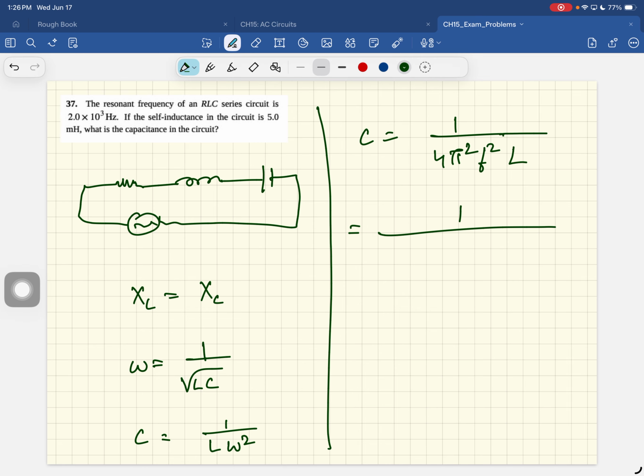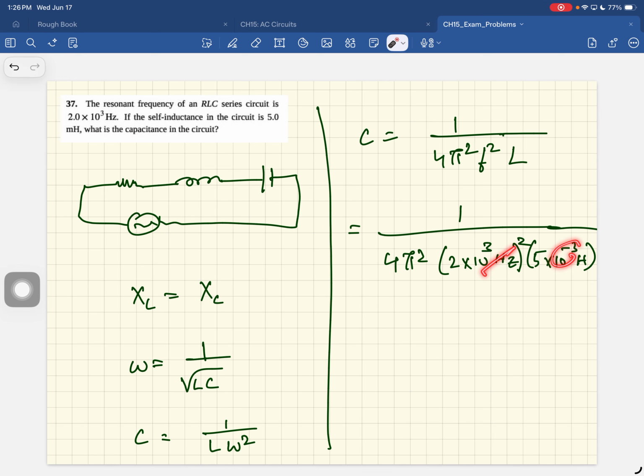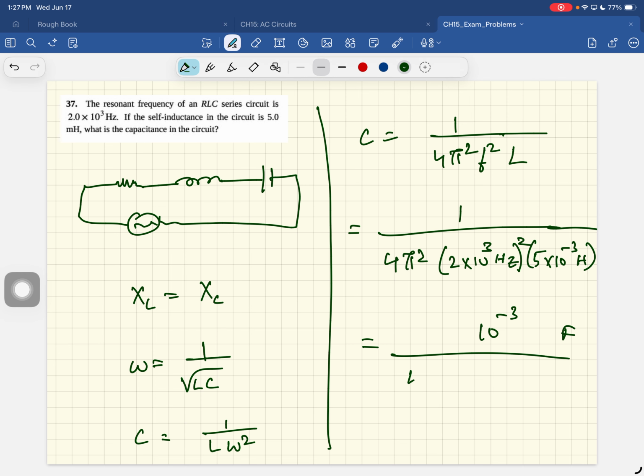For that, the quality factor is omega naught over delta omega, and it's omega naught L by R. Let me make sure of that. Yeah, L by R. Okay, so what you want is a sharp peak.